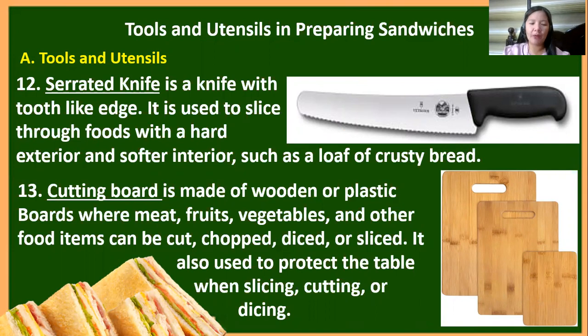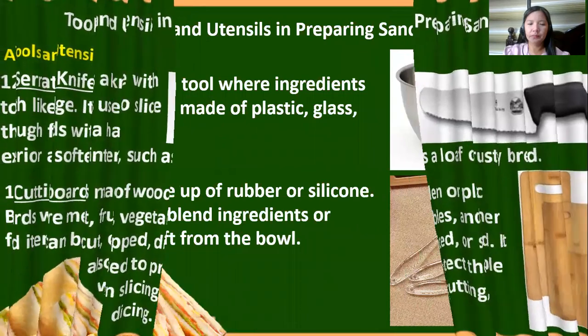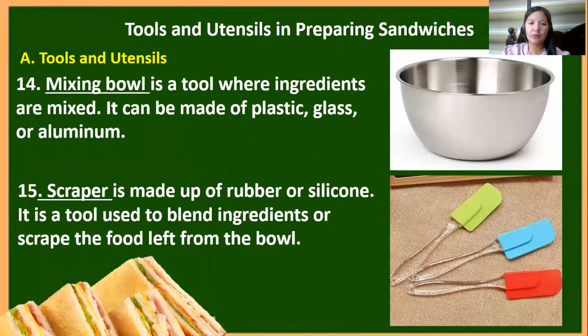And for number 13, we have the cutting board. It is made of wooden or plastic boards where meat, fruits, vegetables, and other food items can be cut, chopped, diced, or sliced. It is also used to protect the table when slicing, cutting, or dicing. Okay, for number 14, we also have a mixing bowl. It is a tool where ingredients are mixed. It can be made of plastic, glass, or aluminum. Scraper is made up of rubber or silicone. It is a tool used to blend ingredients or scrape the food left from the bowl.